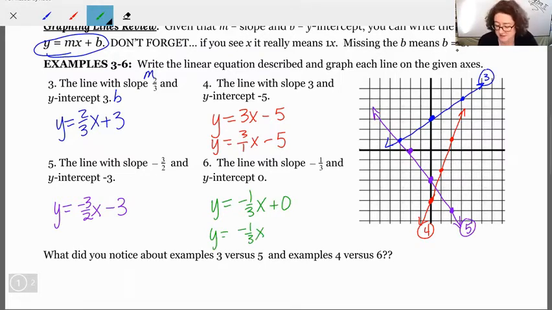I have a y-intercept of 0, which means I'm starting right at the origin. And a slope of -1/3 means down 1, forward 3. Down 1, forward 3.